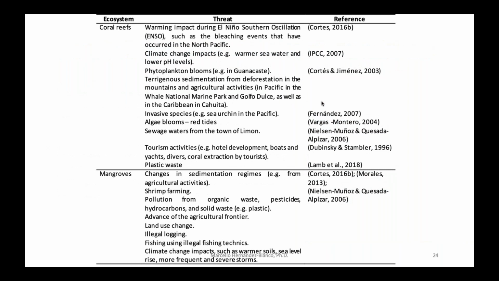So I had done a review of which would be the main threats in Costa Rica for these two ecosystems. So that's a big list. And the idea is, once you have the list of threats, you can prioritize which ones you think are the most important ones, or the ones that have the biggest impact. And of course, this can be done through different ways, such as workshops or focus groups, etc. If you make it as participatory as possible, then you would have better results.